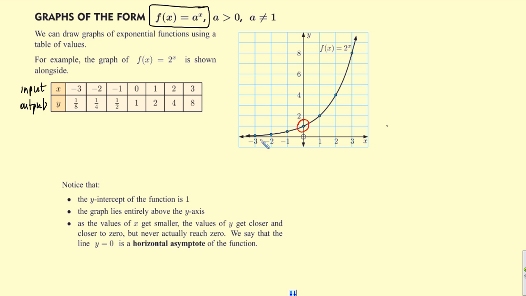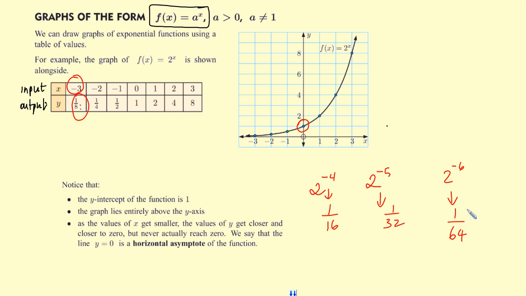Because even if I had done 2 to the power of negative 4, we had negative 4 that gave us negative 3 that gave us 1/8. If I had done 2 to the negative 5, this would have become 1 over 16. This would have become 1 over 32. 2 to the power of negative 6 would have become 1 over 64. And all of these numbers are always larger than 0.